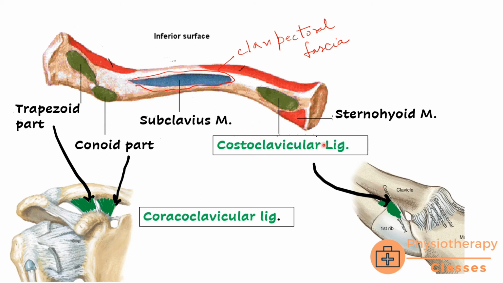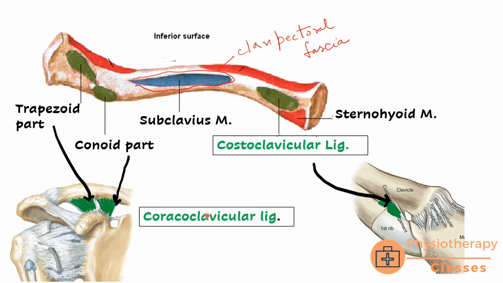So this is the costoclavicular ligament, CC. Both the ligaments are CC, costoclavicular. On the lateral end, we have another ligament, CC, the coracoclavicular ligament. Because laterally, on the posterior aspect, you will have the scapula, right? So going from the clavicle to the coracoid process of the scapula. You can see here, this is the coracoid process of the scapula. This ligament is the coracoclavicular ligament.